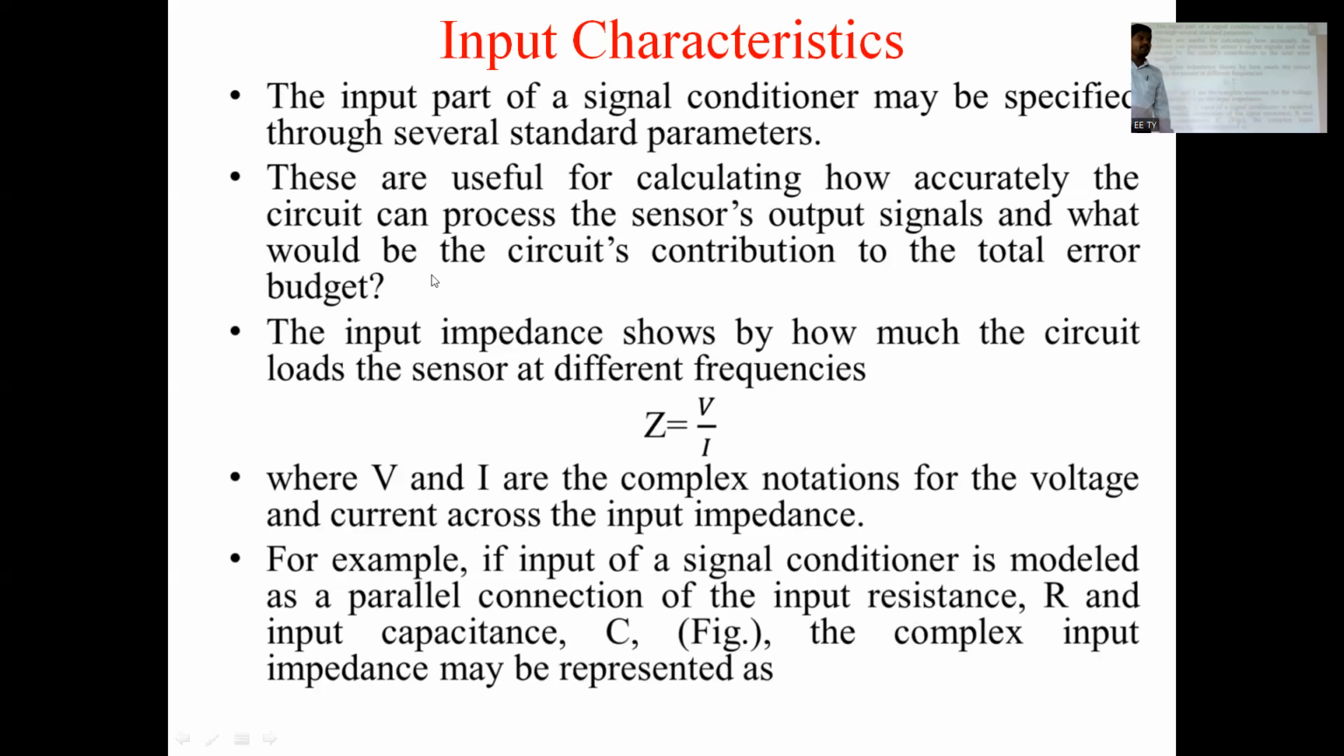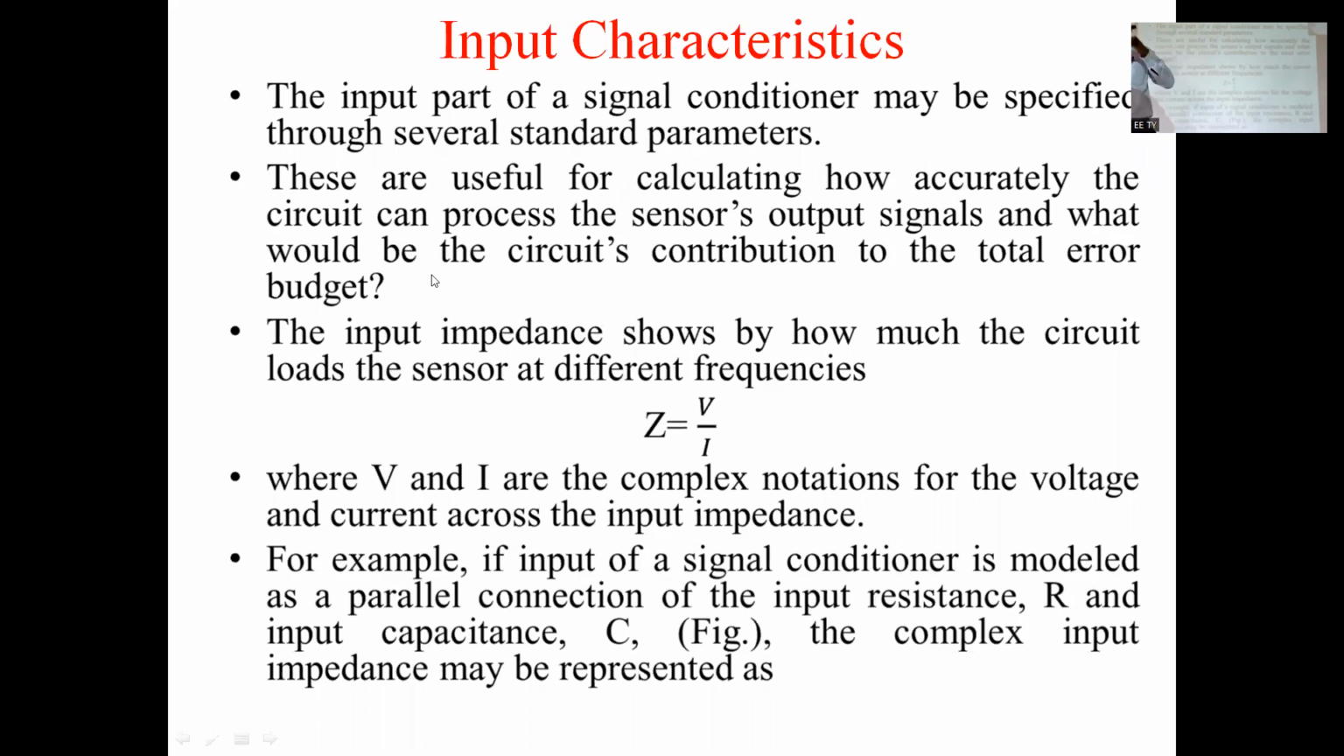Right? See, these input characteristics are important for calculating how accurately that circuit will process the sensor output. The sensor output has to be processed. Suppose it is a low level signal, then it has to be made high level. So if we use an amplifier, it will convert low level to high level, right?